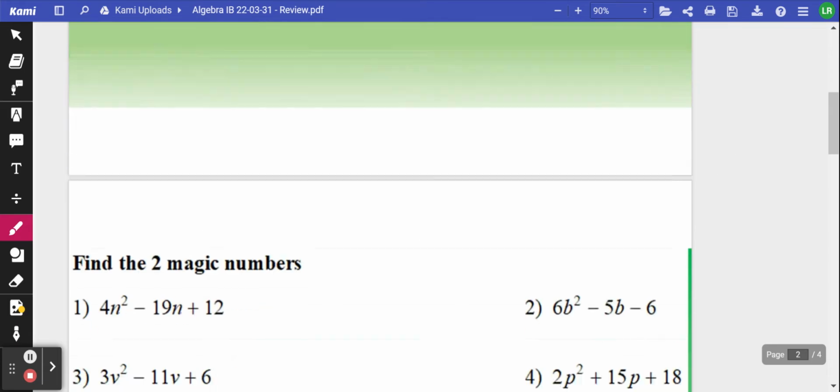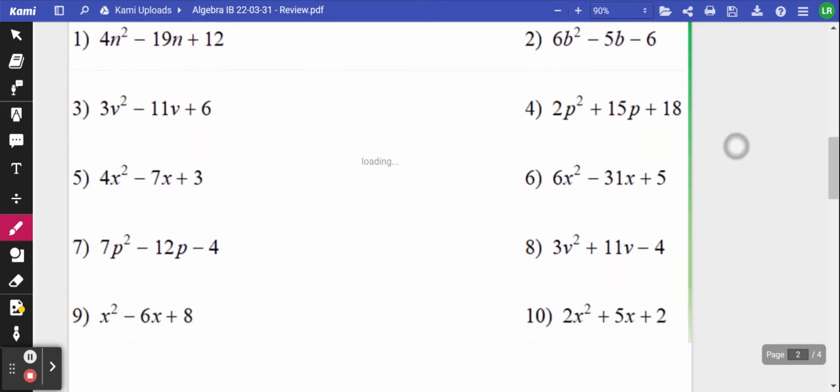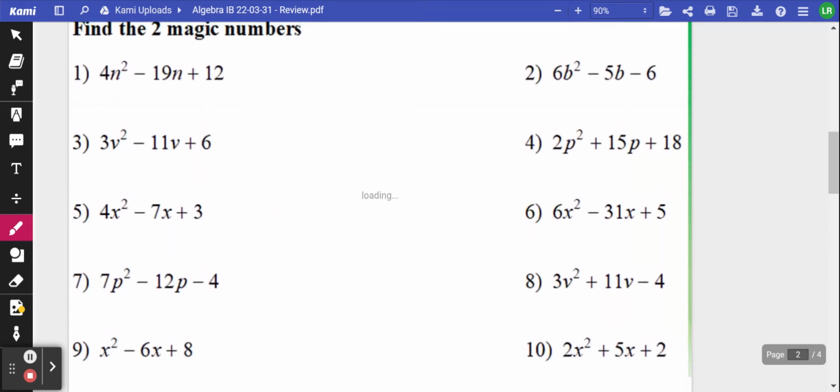And we're gonna start off with this set of problems. Okay, finding our magic numbers. I'll help remind you on how to set up the X. Okay, so this is our problem. So, for this particular one, I'll do the first two.